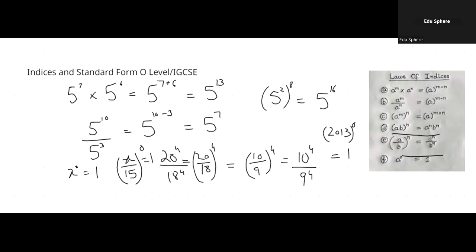So in this way, you can apply the rules and you can get the answers in the form of laws of indices. Now let's take some examples from D3.